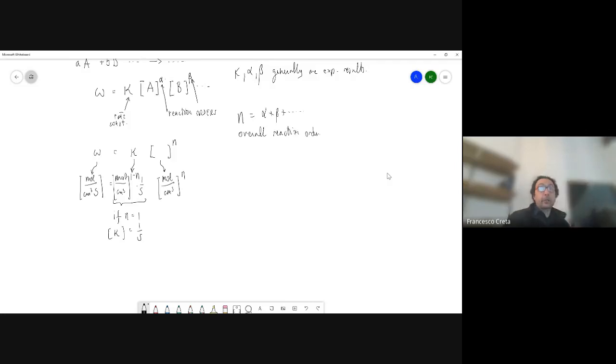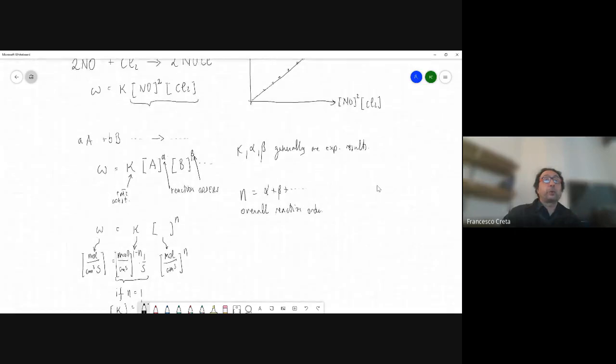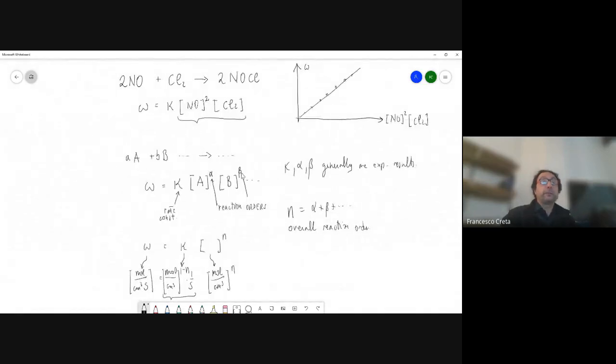Now, these reaction orders, generally speaking, the individual reaction orders alpha and beta, are not equal to the stoichiometric coefficients a and b, although in this particular case they were, look, 2 and 1. So they're generally, as I said here, experimental results.